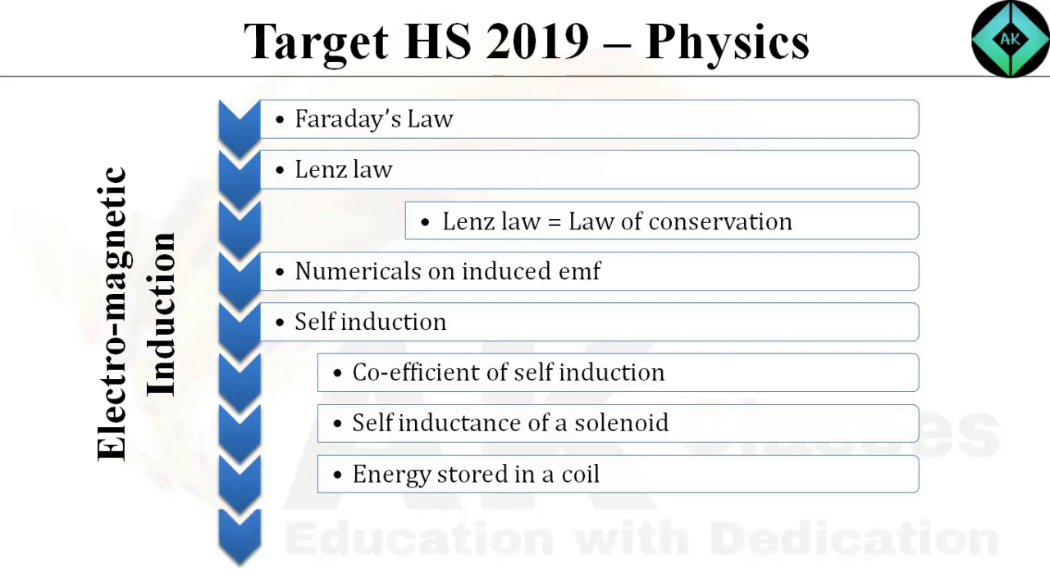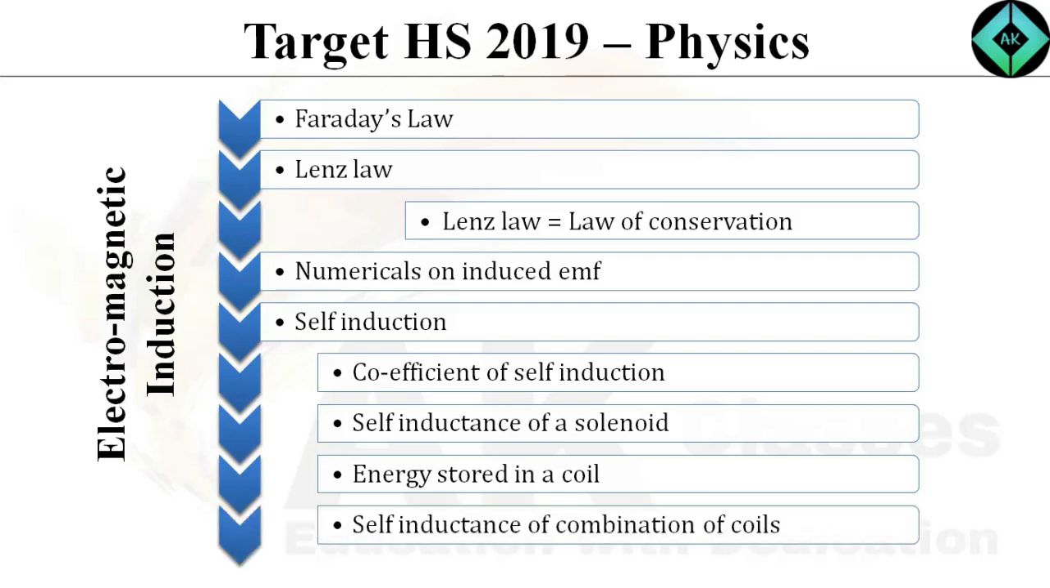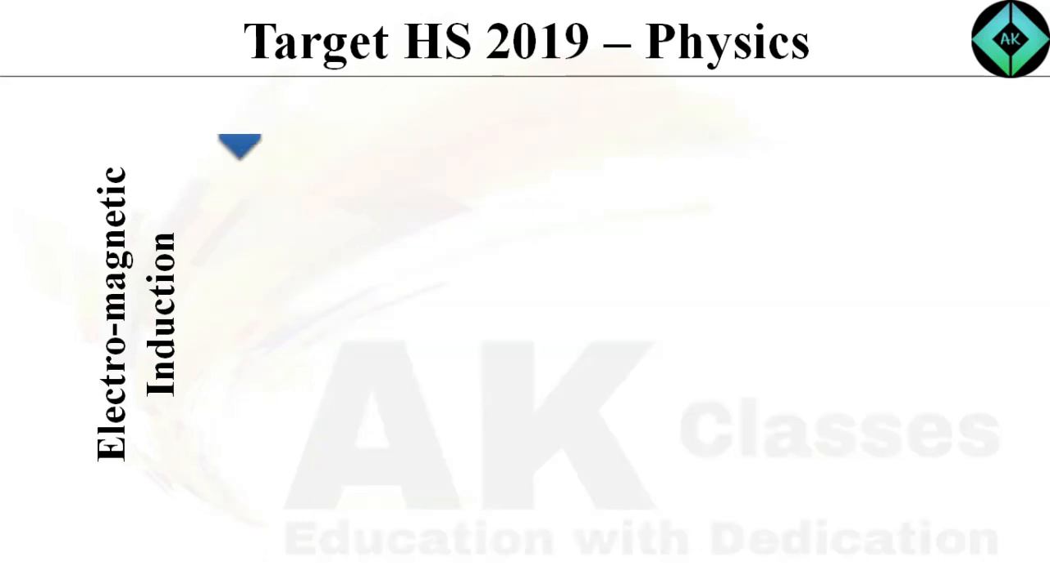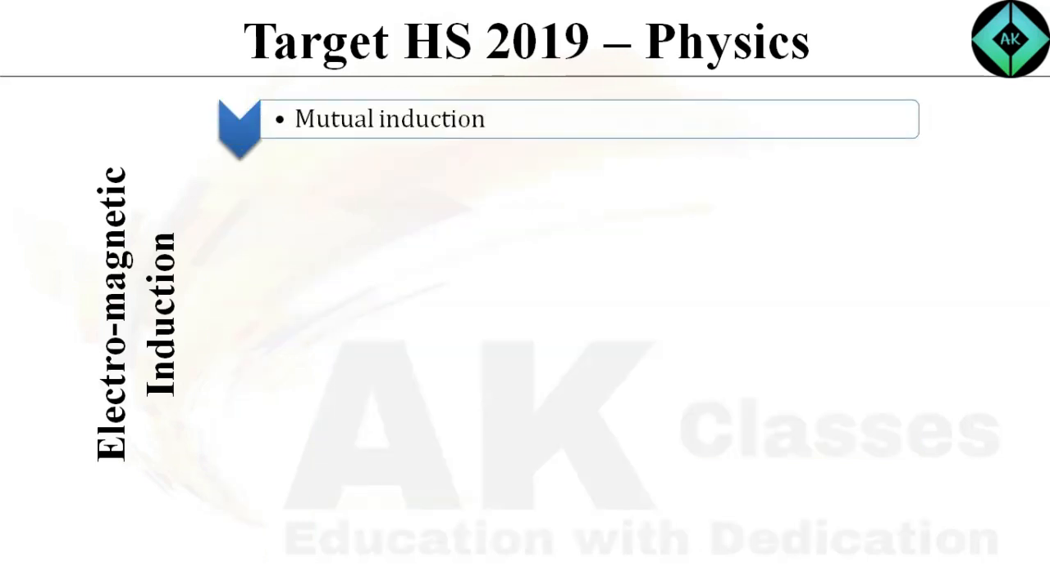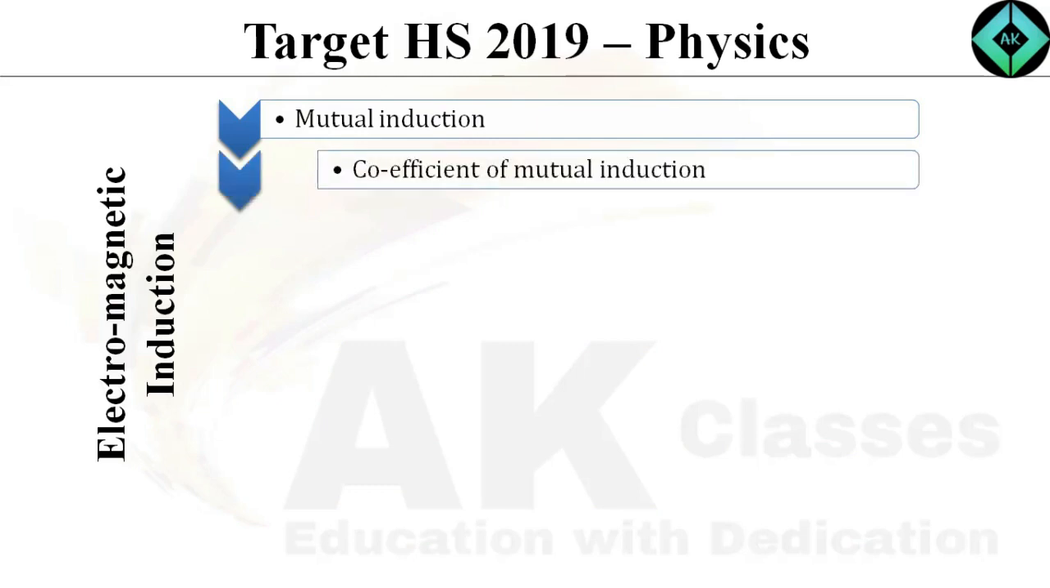And finally in this topic, you have the determination of induction of a combination of coils. This is very similar to what you have been doing in the combination of resistors. Next topic is mutual induction. Here also you need to study the definition, SI unit and dimension of coefficient of mutual induction.